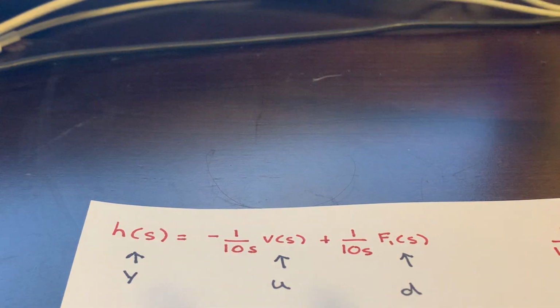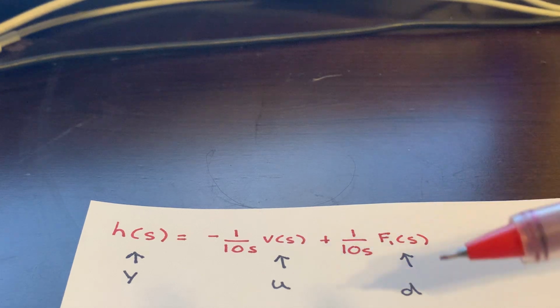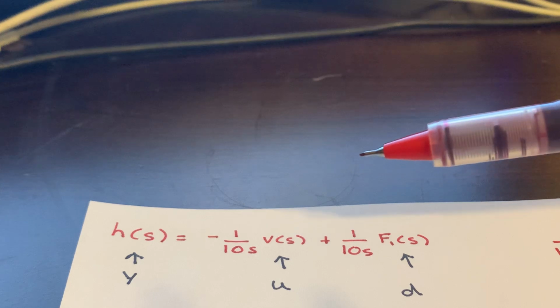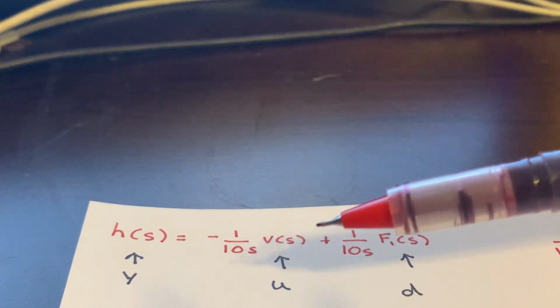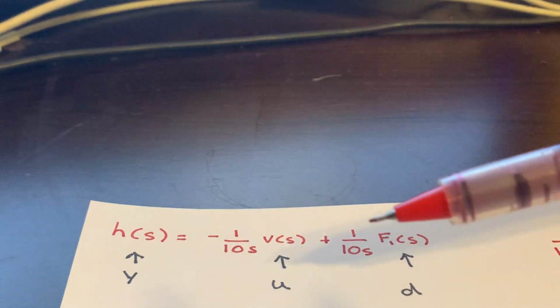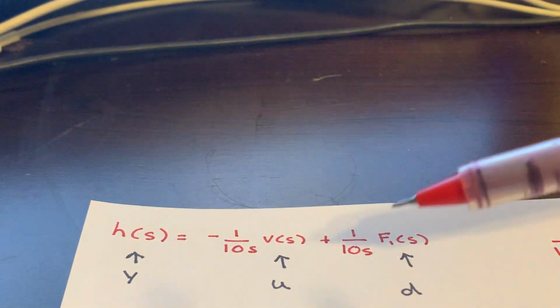game. So in problem number 5, and again, the problem is specified by the page number, we're given a level control problem where H is equal to minus 10S V, which is the valve position. Again, this is the level in the tank, plus 1 over 10S, the inlet flow rate.